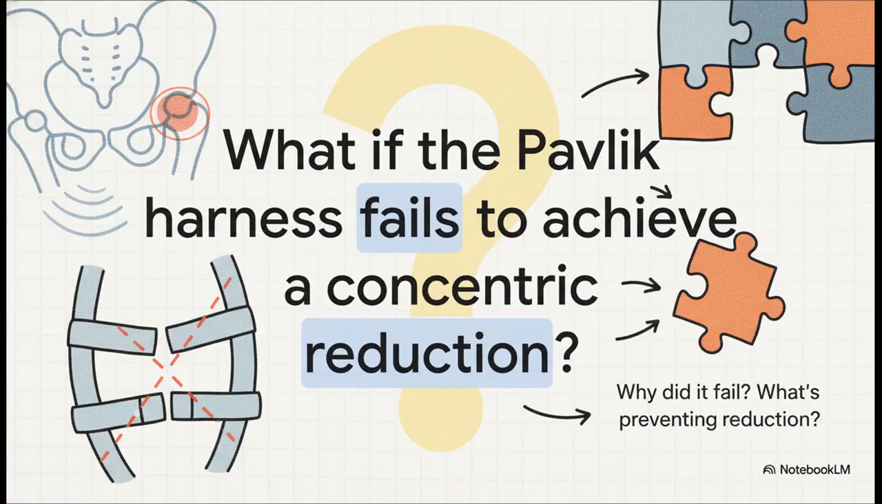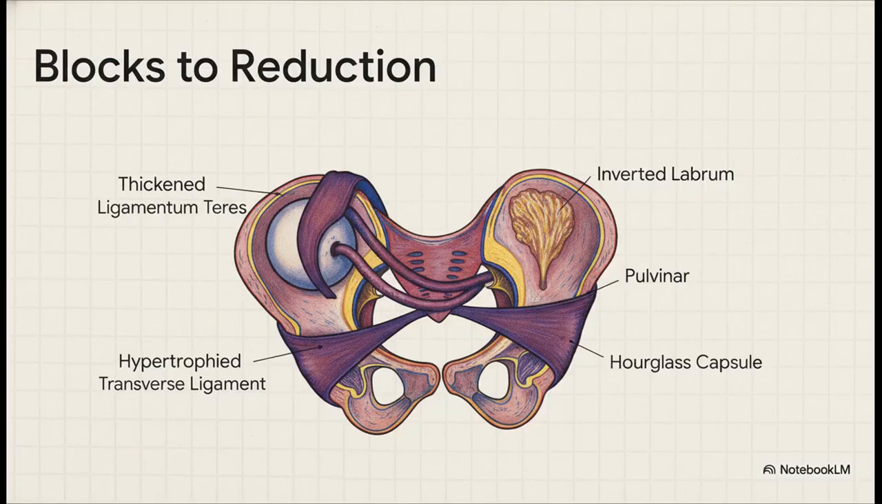So you've given the harness a good go for a few weeks, but the ultrasound shows that the hip just isn't sitting where it's supposed to. This is a huge pivot point. Why? Why isn't it working? What's physically stopping that hip from going back in? And this right here, this is pure exam gold. You need to have this list ready.